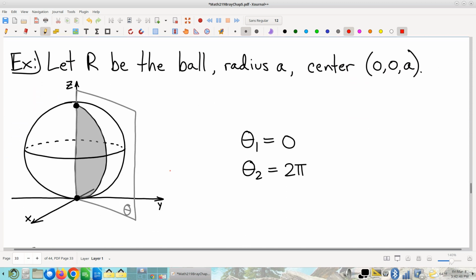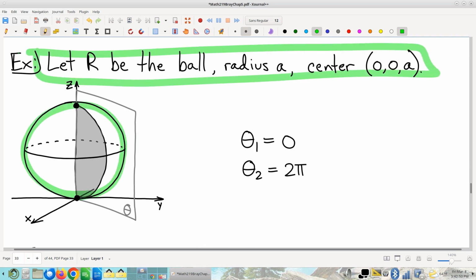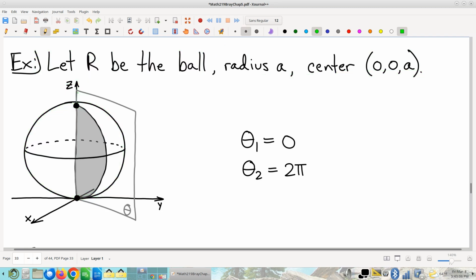Okay, all right, let's see an example here. We're going to look at this ball, centered at A on the z-axis, radius A. So it's like it's sitting on top of the xy plane at the origin. Okay, so let's go through our slicing process. What do we get when we take a theta slice like that? Geometrically, we get this half of a disk. Pretty easy pitch, I think. That's what a theta slice looks like.